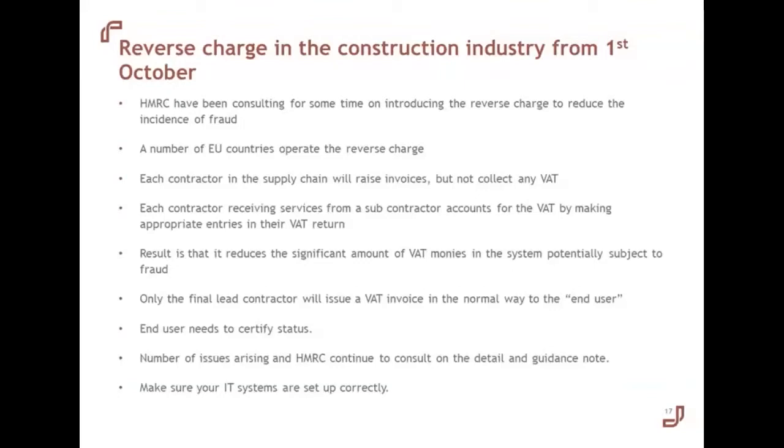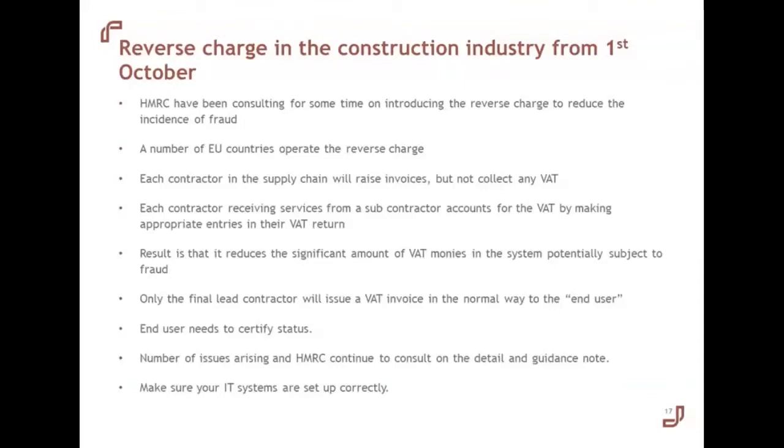All that's required is an entry to be made in the contractor's VAT returns. And this reverse charge flows all the way up the supply chain until we reach the lead contractor, and the lead contractor will issue their VAT invoice in the normal way to the end user and charge VAT. And the VAT will be paid to the contractor, and the contractor will pay it in the normal way.